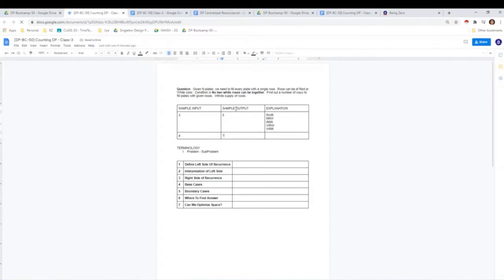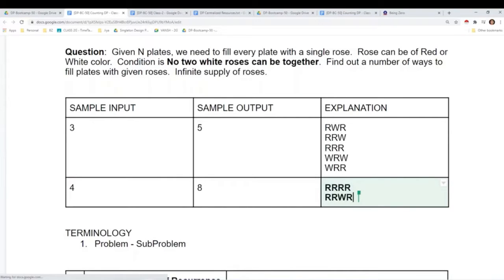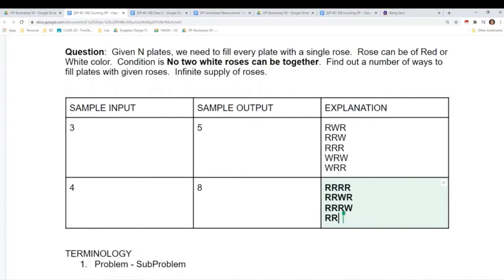Okay, so four people got an answer of 8. Let me put that here. Okay, everyone got 8 for this? Anil got 7. Sure, let's see what those arrangements are. So can I say it's RRRR, RRWR 2, RRRW 3, RR... Yeah, now I got 8. I missed 1. Perfect. So basically there are 8 patterns.